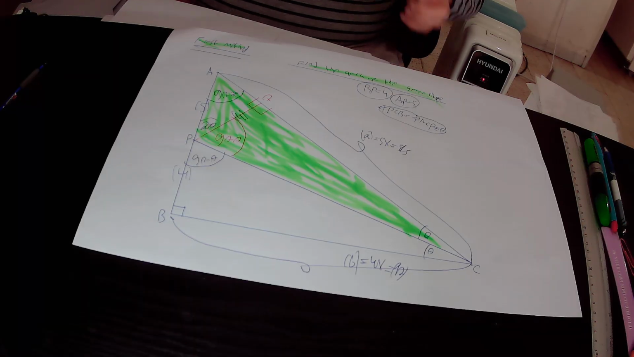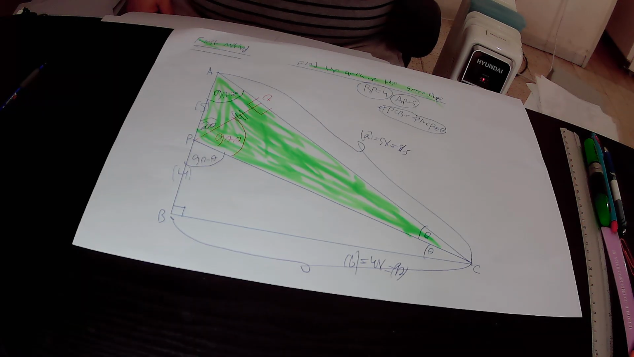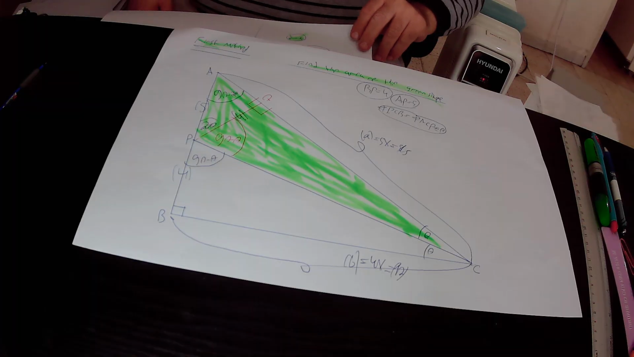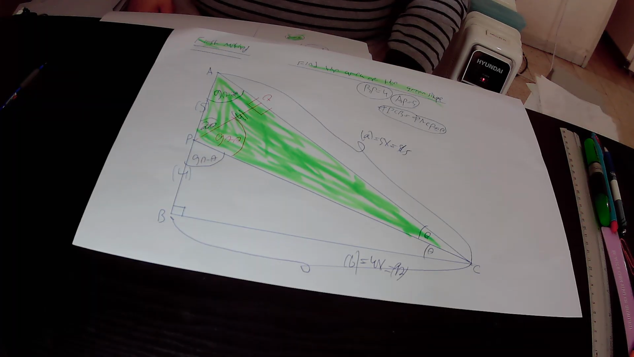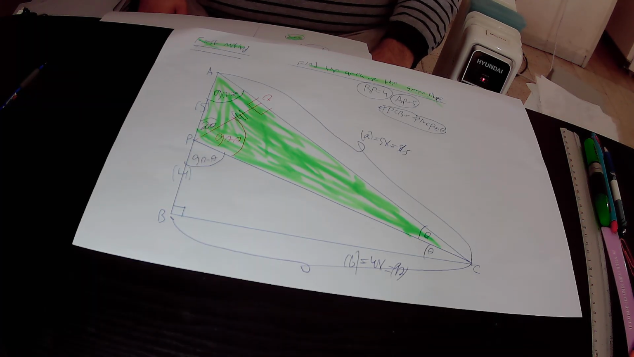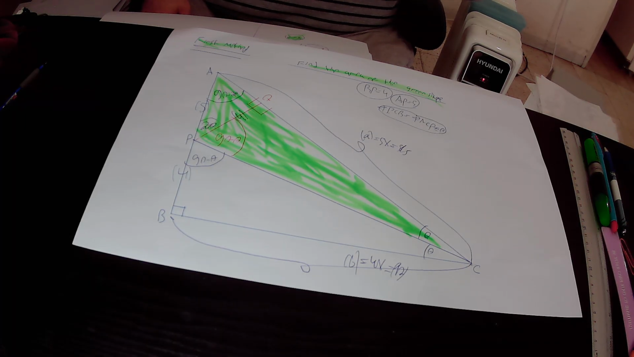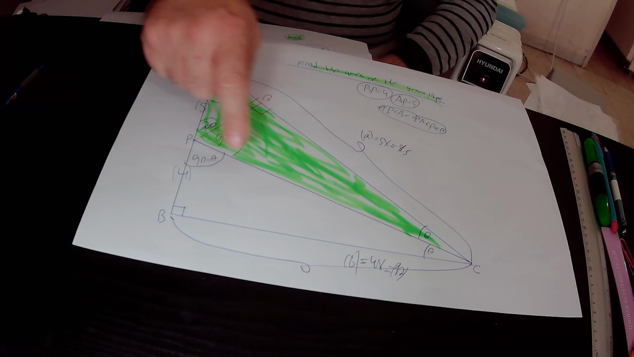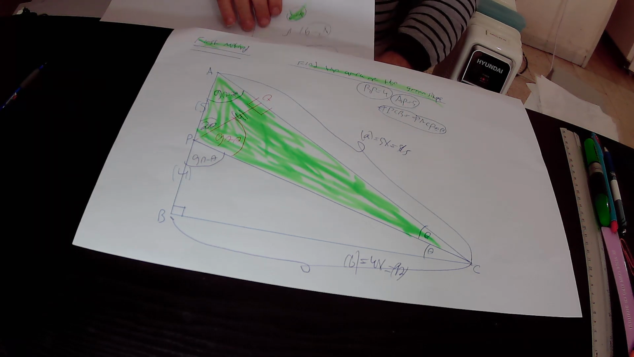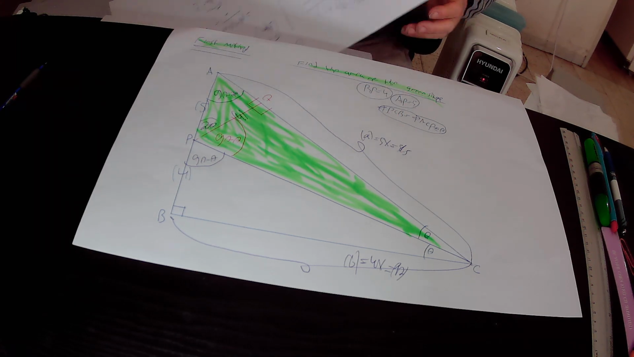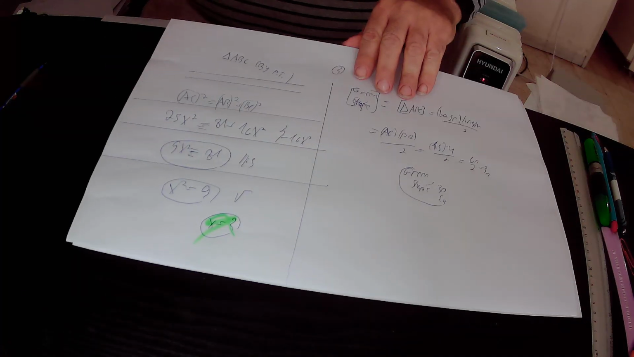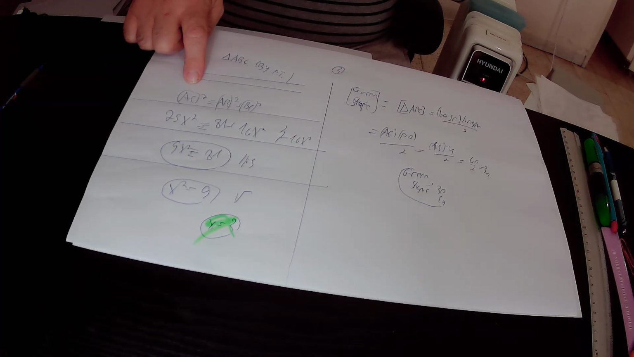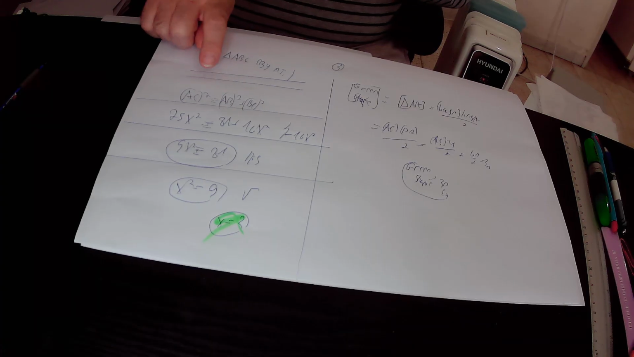The next step, implement the Pythagoras theorem on this big right triangle ABC. According to the Pythagoras theorem, in any right triangle, the square of the hypotenuse equals the sum of the squares of the other two sides. In this right triangle ABC, AC squared, that is the square of the hypotenuse, equals AB squared plus BC squared.